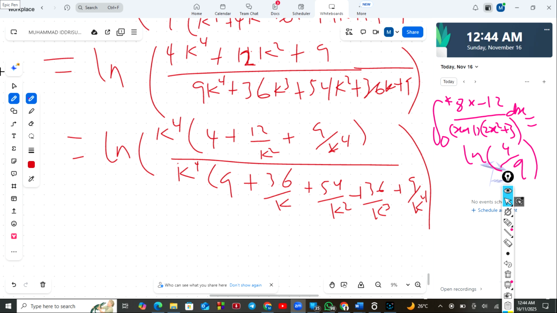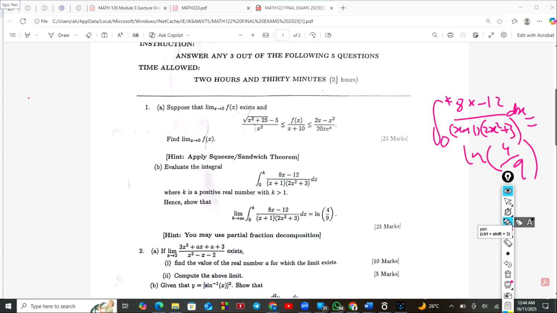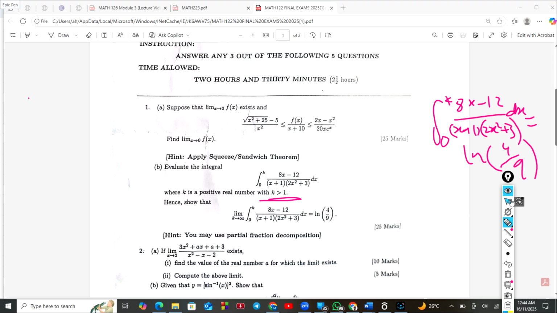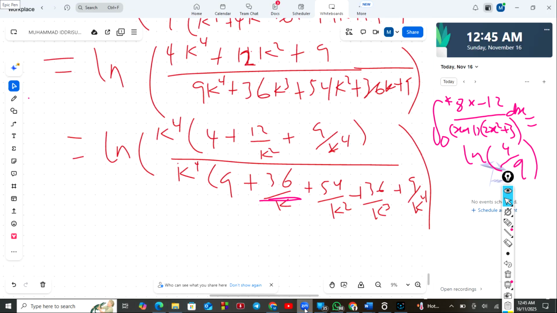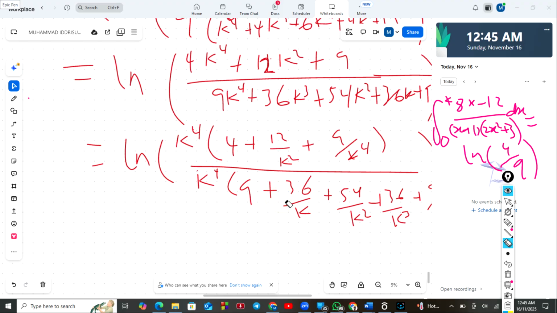But from the question, let's visit the question once again, where k is a positive real number with k greater than 1. So since k is greater than 1, k can be any number. It can be even approaching infinity. So let's take k as it approaches infinity, because k is greater than 1. If it was less than 1, maybe it would be approaching negative infinity. So in this case, k is approaching positive infinity. So let's solve it.